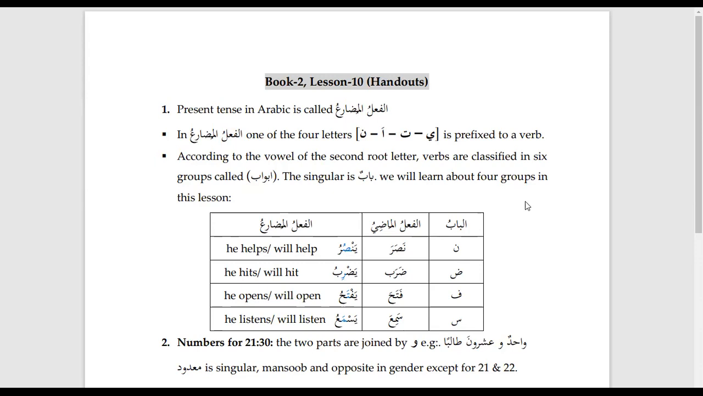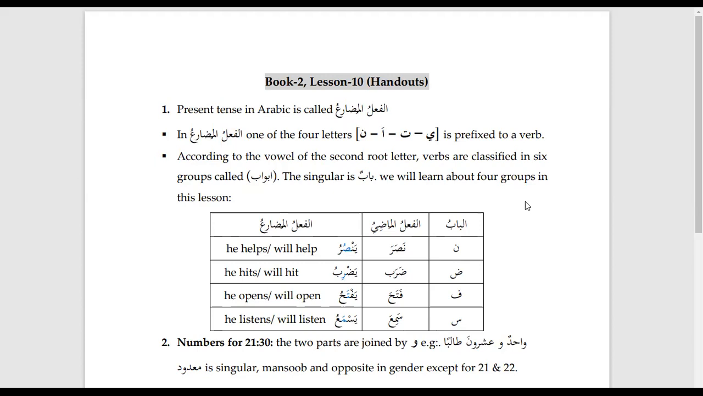And then what about 10, 20, I mean 20, 30? These are called uqud. Uqud means decades. For the decades, the tamyiz will also be singular and mansoob. For example, if you want to say 20 students, you will say Ishruna Taliban.